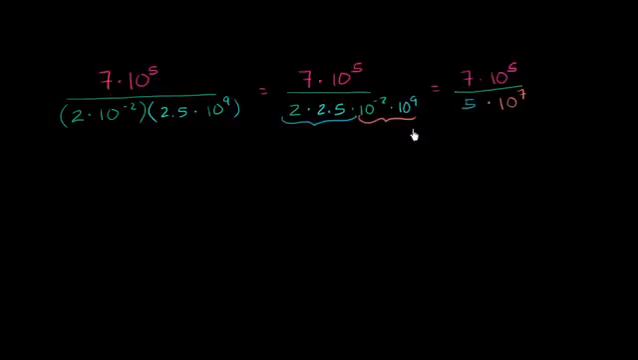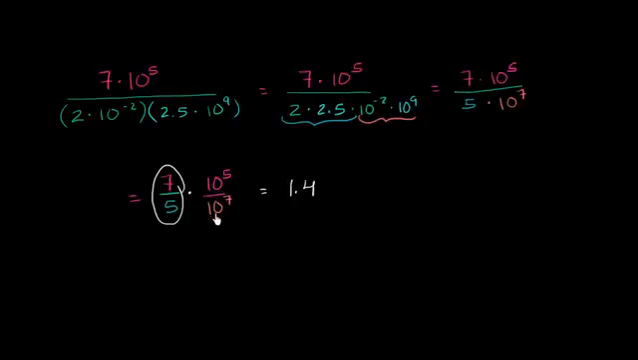And now we can view this as being equal to 7 over 5, times 10 to the 5th over 10 to the 7th. Let me do that in that orange color to keep track of the colors. Now what is 7 divided by 5? 7 divided by 5 is equal to, let's see, it's 1 2/5, or 1.4. So I'll just write it as 1.4.